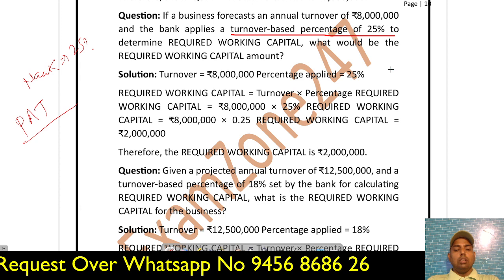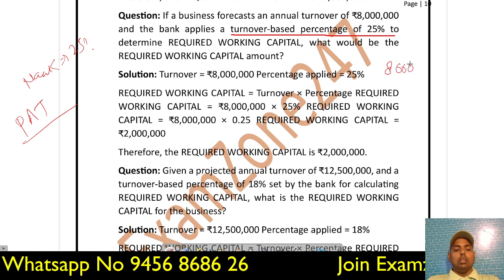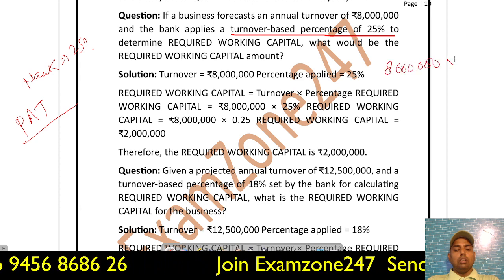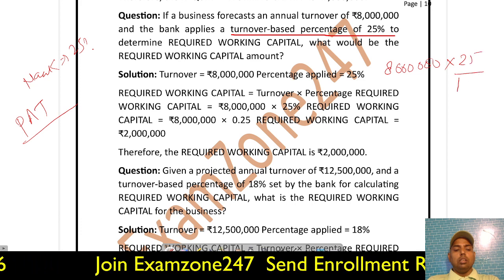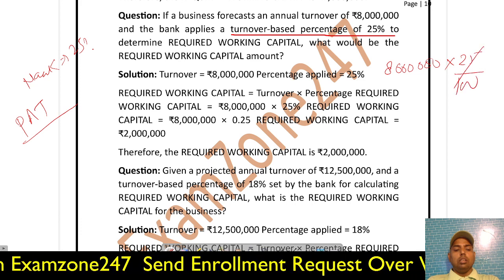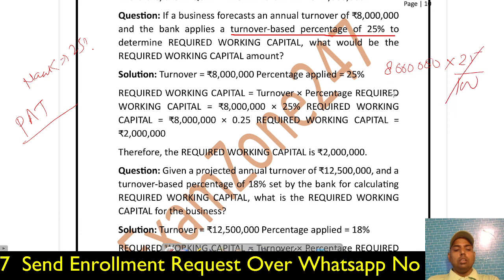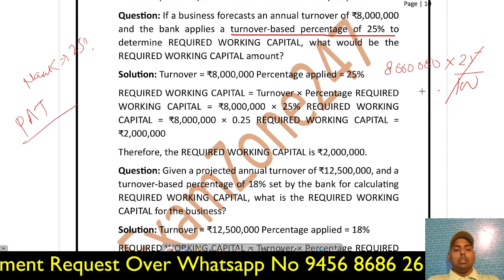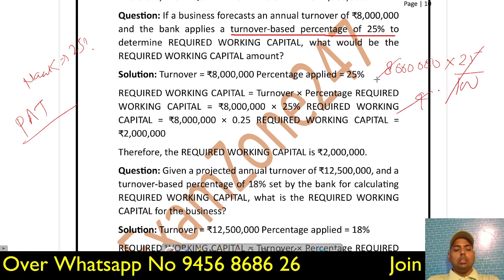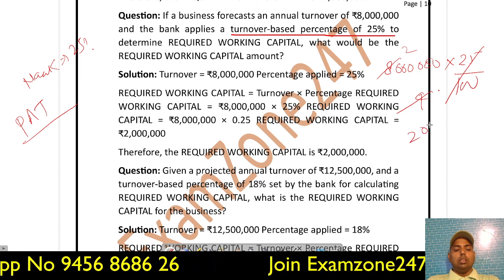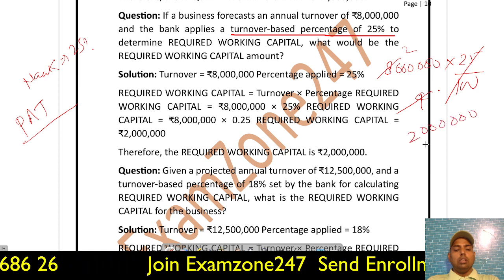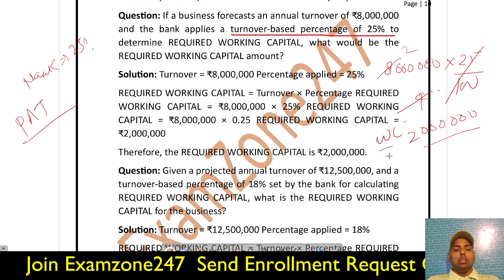Projected annual turnover is 80 lakhs into 25 by 100. 25 by 100, you know, is 1 by 4. 1 by 4 of 80 lakhs will be 20 lakhs. It will be the working capital.